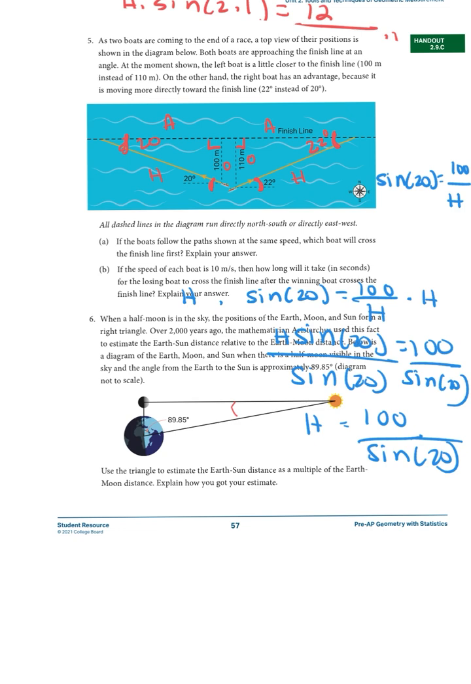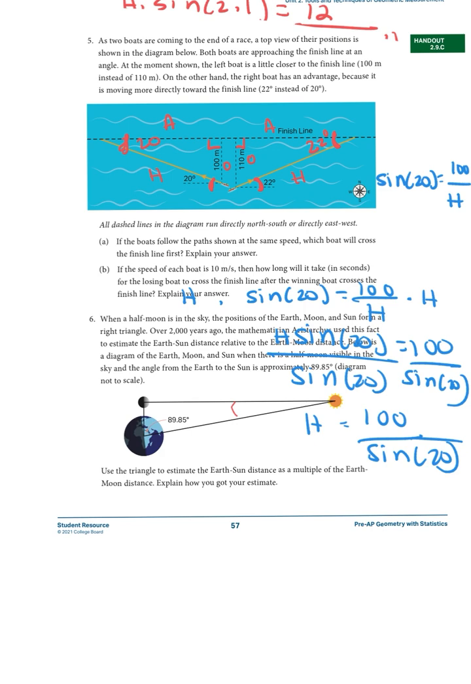And you're going to do the same thing for the second triangle, okay? So whichever one has a shorter distance is going to be your answer. All right, so if the speed of each boat is 10 miles per second, then how long will it take in seconds for the losing boat to cross the finish line after the winning boat crosses the finish line?